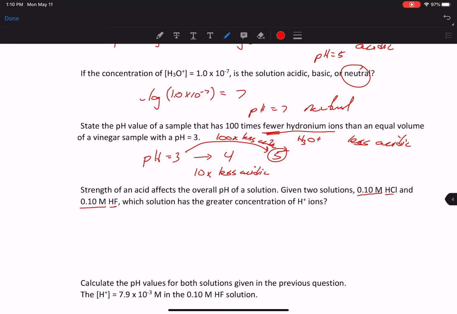However, remember, HCl is one of our strong acids. So this means every single one of them breaks apart. So all of them break apart. Now HF is a weak acid. So not all of them break apart or ionize.